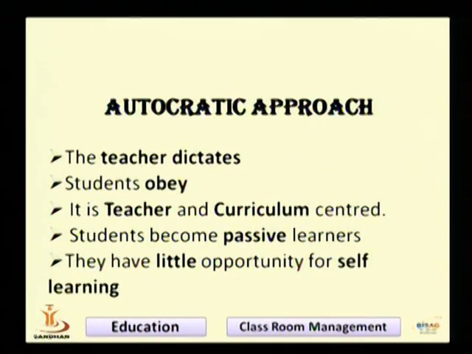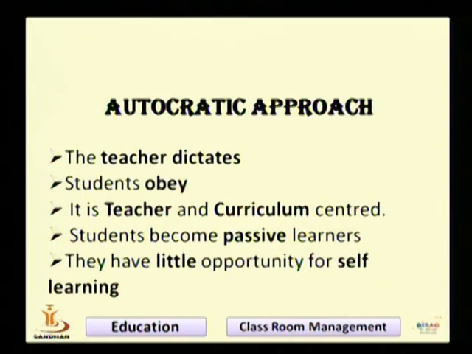The teacher will come to class and behave like an autocrat, a taskmaster. He will speak, instruct, and teach the way he wants, but he will not allow students to enter in. That teaching is, in fact, for the learning of learners. And if learners are kept shut out, how will they gain understanding? So in the autocratic approach the teacher dictates, students obey, and the entire class remains teacher centered and curriculum centered.